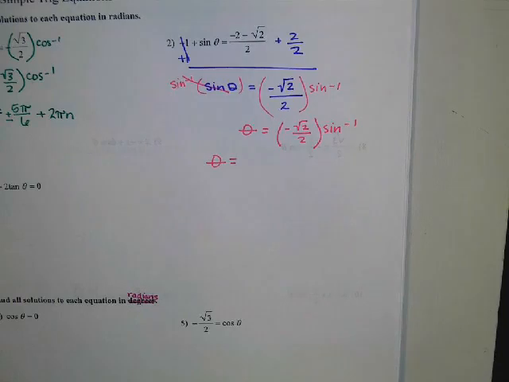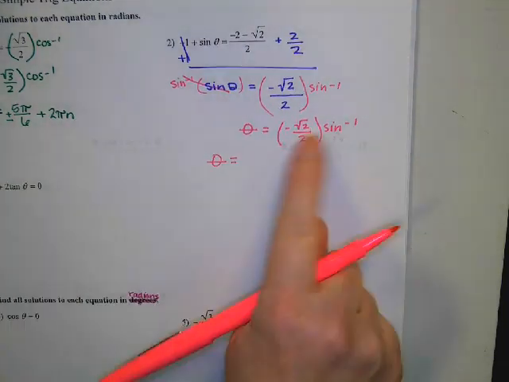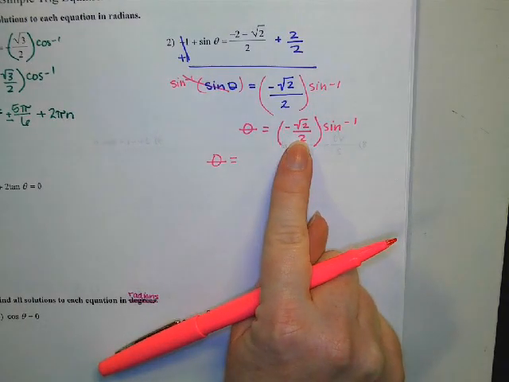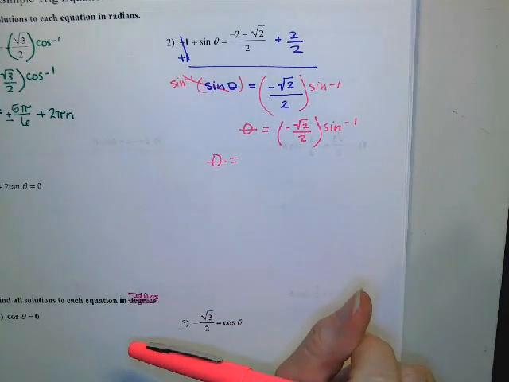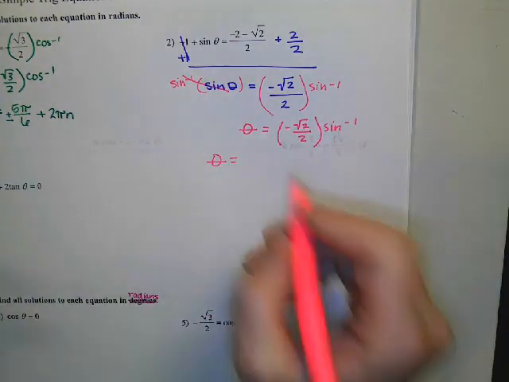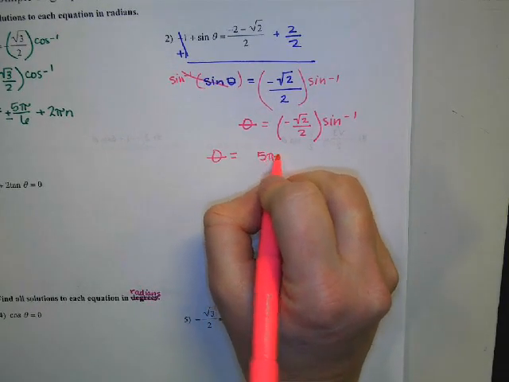That's my reference angle. But I actually can't use pi over 4 because sine is negative here, and sine isn't negative in quadrant 1. Sine isn't negative in quadrant 2. Sine is negative in quadrant 3. So what's the pi over 4 in quadrant 3? Yeah, 5 pi over 4.